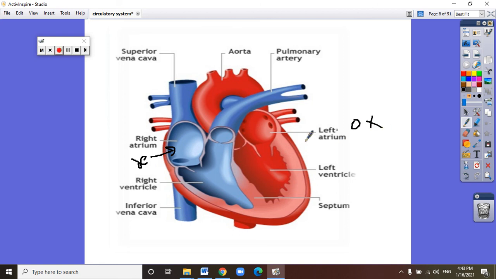Okay? Okay. As you can see, the two sides of the heart are separated by a wall. Can you see this wall? Why is there a wall between the two sides of the heart? To prevent the mixing of the blood.